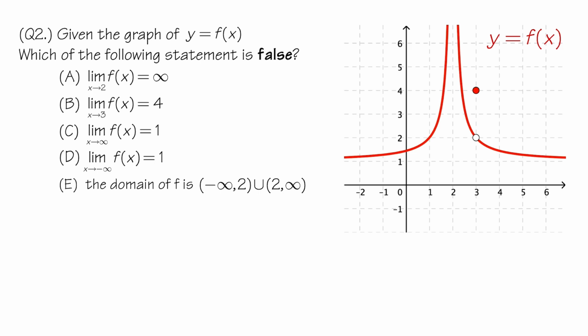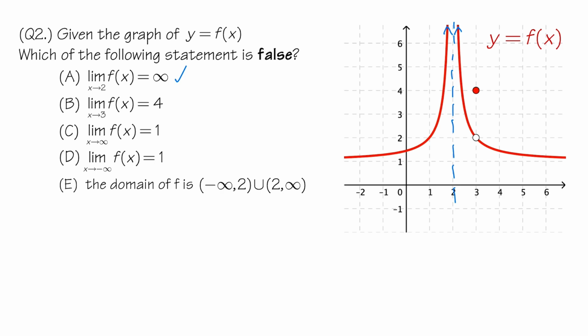Alright, here we go. The first one, it says the limit as x approaching 2 of f of x is approaching infinity. We can see that's correct because we do have a vertical asymptote when x is approaching 2, right? Well, the vertical asymptote is at x equals 2, and the curve is approaching positive infinity from both directions. Because notice that there's no plus or minus, so we have to check both directions, and both of them do go up to positive infinity. This is true.